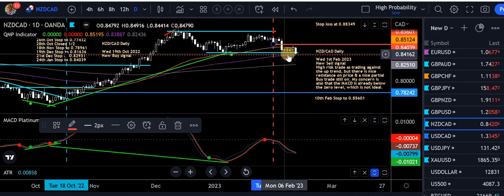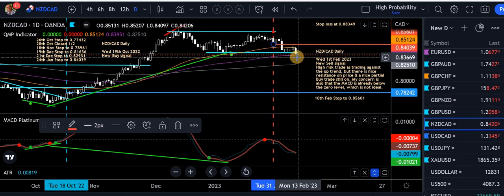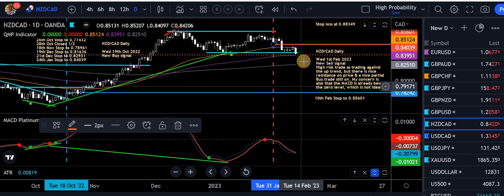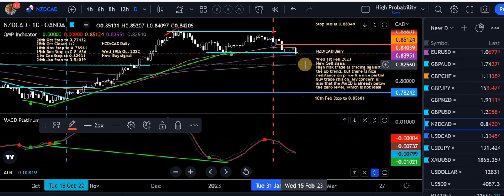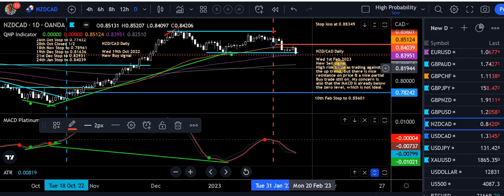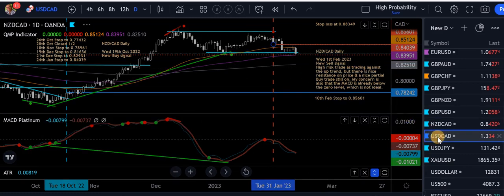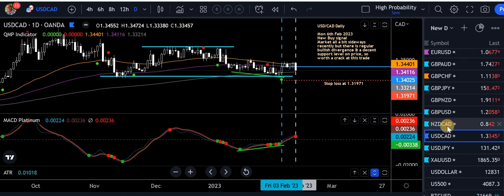Now, I might give it one more day and I'll look at closing half and then definitely lock in some profit. And if it takes out the stop on the buy, I'll definitely close half and lock in more profit. So the good thing, 2 trades on, can't lose on either. That's the main thing. Now to my least favourite pair on the planet, USD CAD.